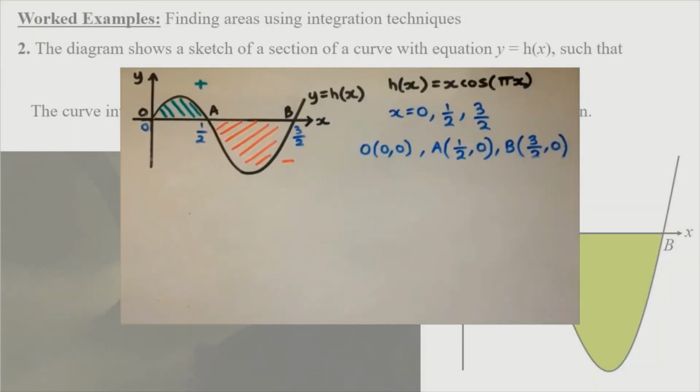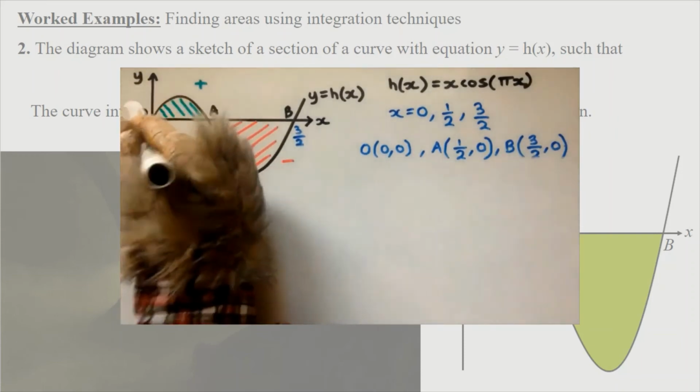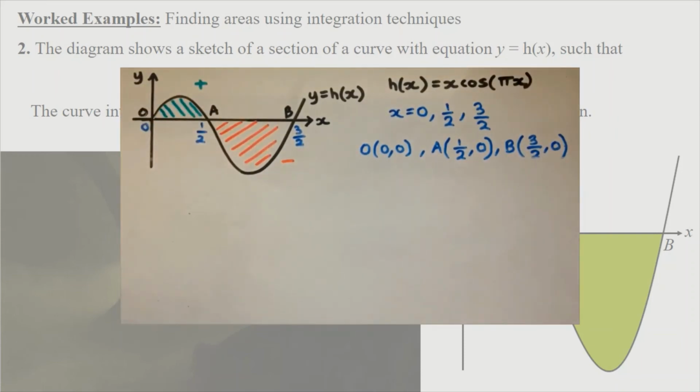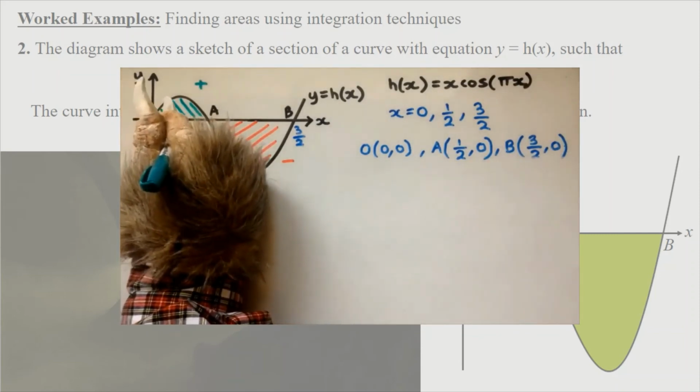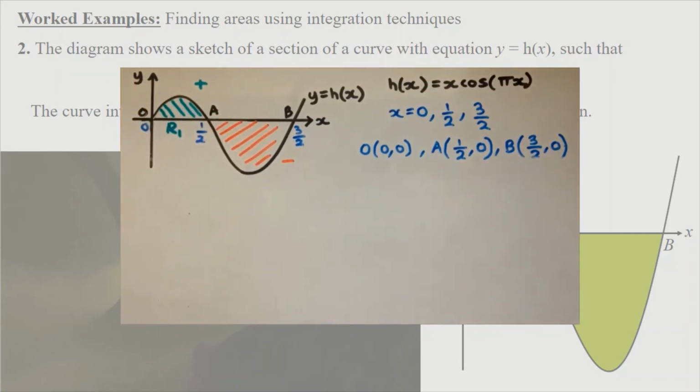Now we're ready to evaluate these integrals. So the green part, I'm going to call this area R1. In fact, let me do it in green. R1. And we're integrating our function between 0 and 1/2. Now we've done the integral, so it's just a case of subbing in the limits.